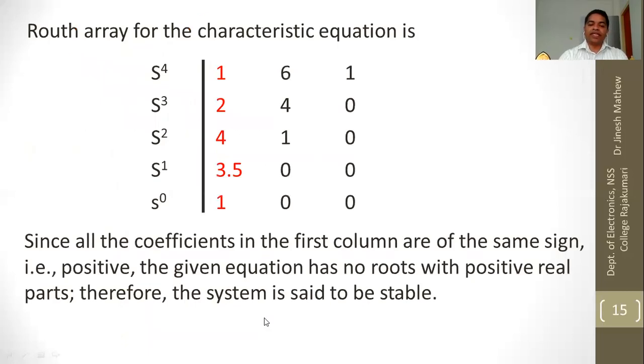Once we complete the root array, we travel from top to bottom of the first column of the root array. If we travel from top to bottom, there are no sign changes. That means there are no roots with positive real parts. That means there are no poles in the right half of the S-plane. That means the system is stable.